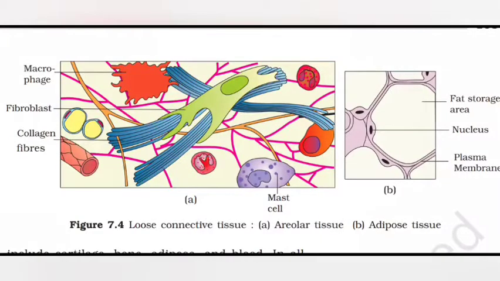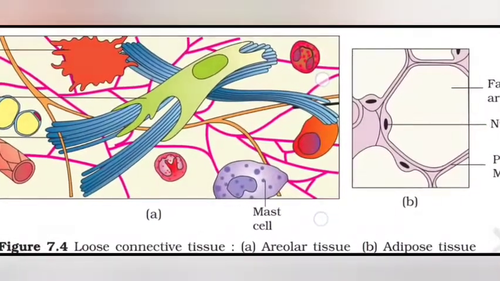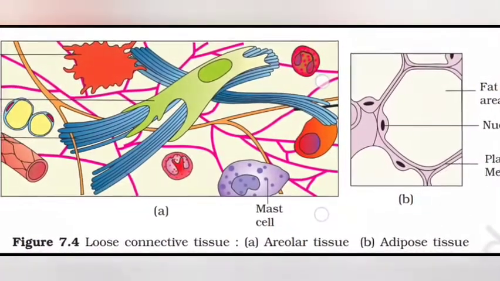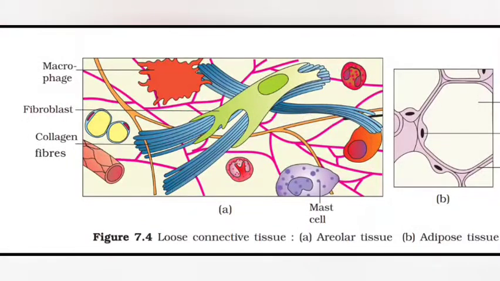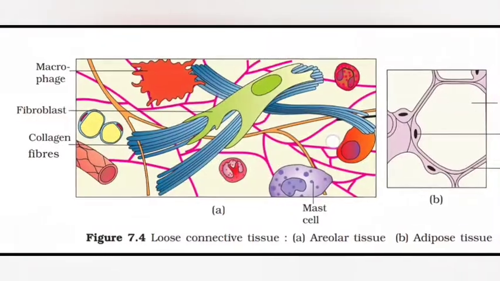Then there are mast cells. These mast cells give the allergic response. They produce different types of secretions like heparin, histamine, and cytokines, and they make the allergic response in the skin. So you can see these different types of cells and the fibers provide a network and they keep the skin firm. So these are areolar tissue.